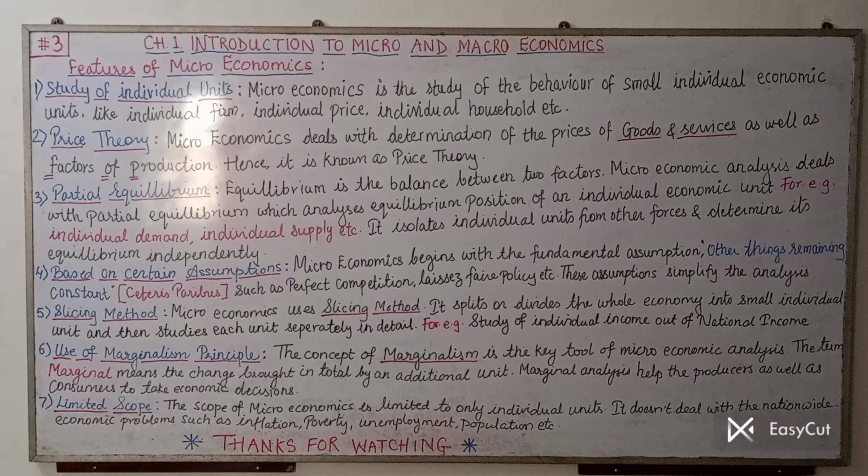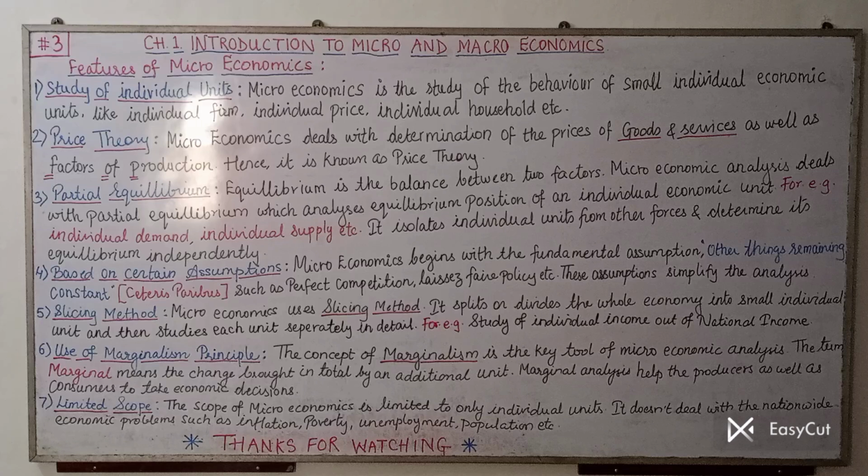For example, we study individual income out of the national income. So under microeconomics, we do not study the national income, the income of the nation, but we study the income of an individual, which is part and parcel of the nation. That's why it is called slicing method. It is as good as taking aside a slice and studying it.